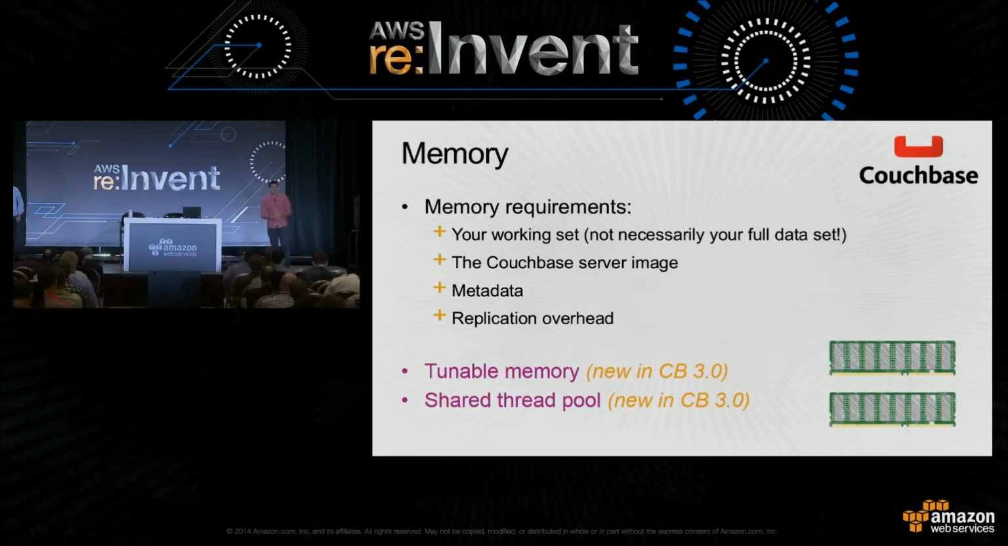There are some new features in Couchbase 3, notably tunable memory and a shared thread pool. Long story short, you can have more efficient memory usage, less memory, and more efficient thread sharing. It has a thread pool that it can share across processes, making for faster operations.